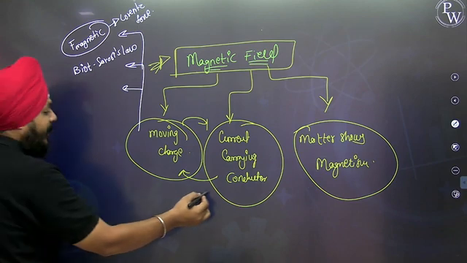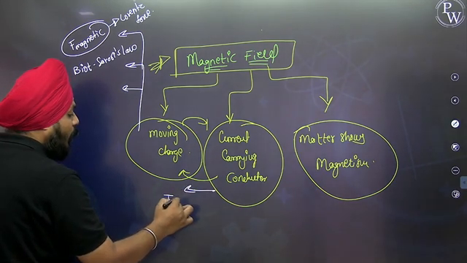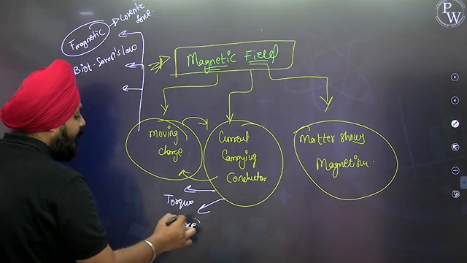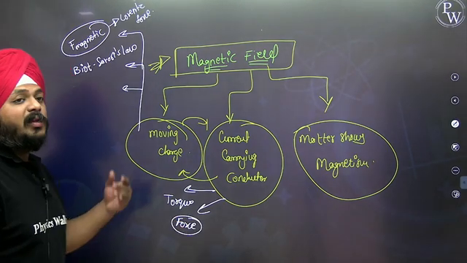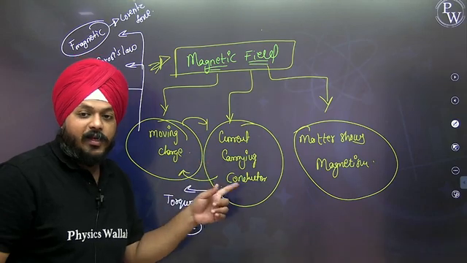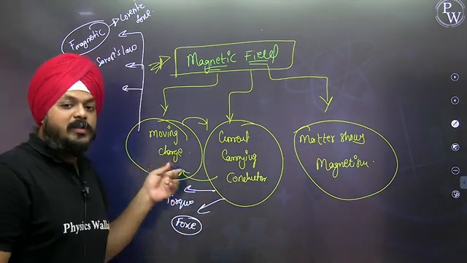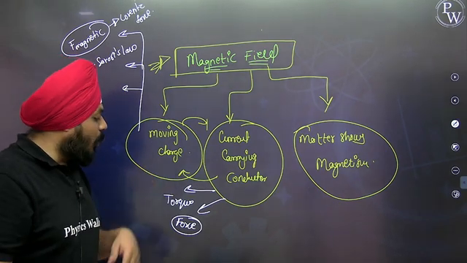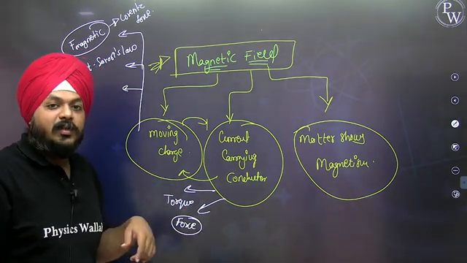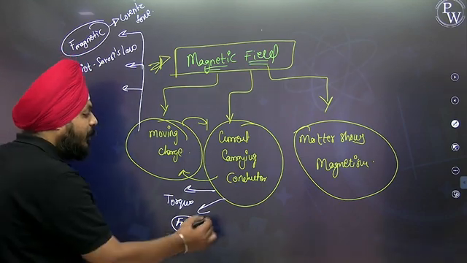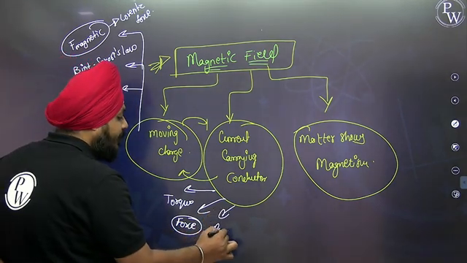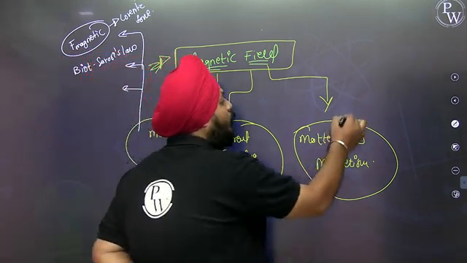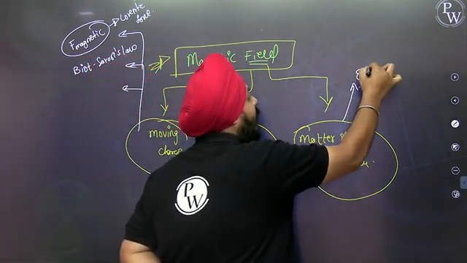For a current carrying conductor, we directly move forward to the torque. We are going to move forward to the magnetic force. Magnetic force for the current carrying conductor is a different equation, and magnetic force for the moving charge is a different equation. We are going to move forward to torque, to the force, and to the flux. Matter shows magnetism: we are going to move forward to earth magnetism.